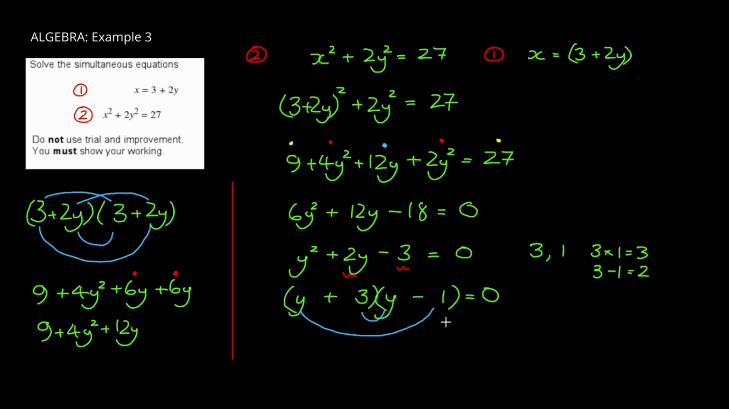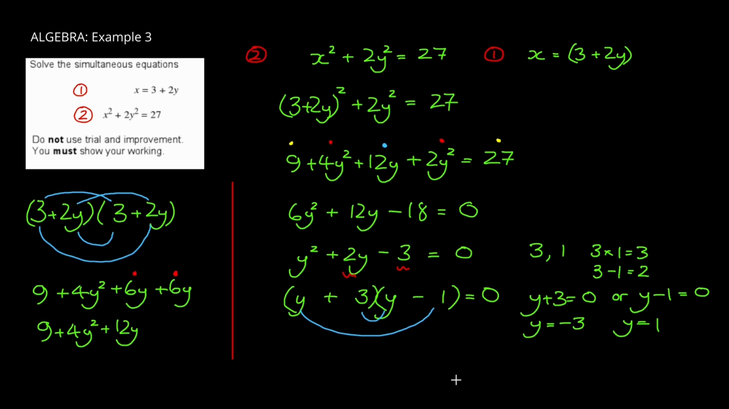Now we come to the clever bit. If this is true, that a term here, which is y plus 3, multiplied by another term, which is y minus 1, is equal to 0, one of them must be 0. So from there, I can say that either y plus 3 is equal to 0, or y minus 1 is equal to 0. So we've now got two more equations to solve, but they're easy. We can just subtract 3 from both sides here and add 1 to both sides there. So we get two solutions. y is equal to negative 3 and y is equal to 1.